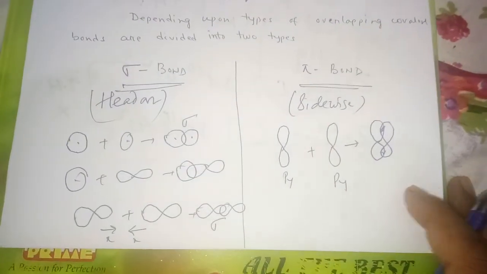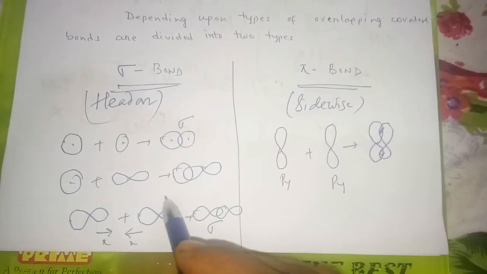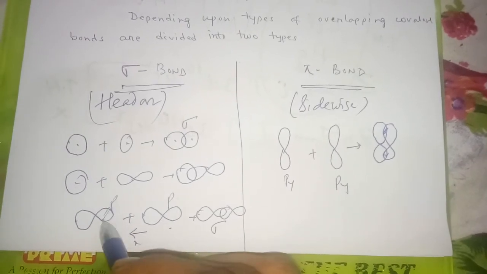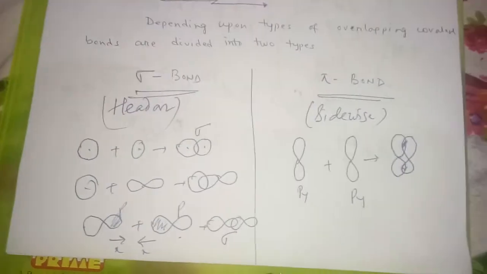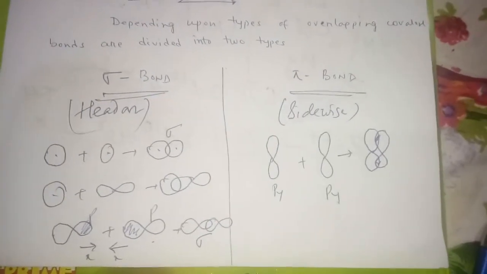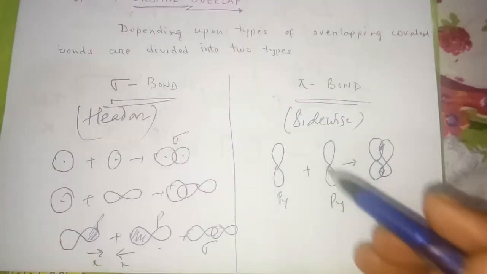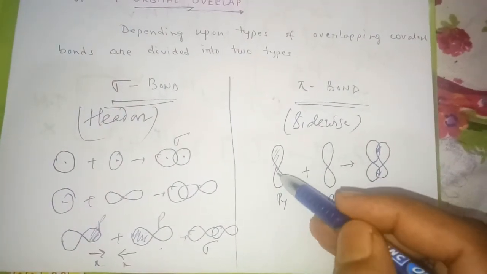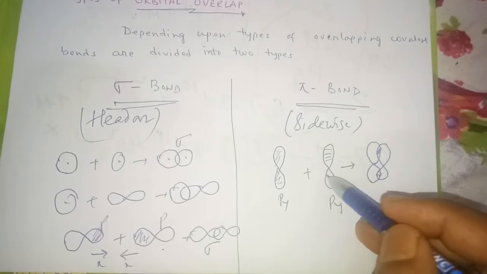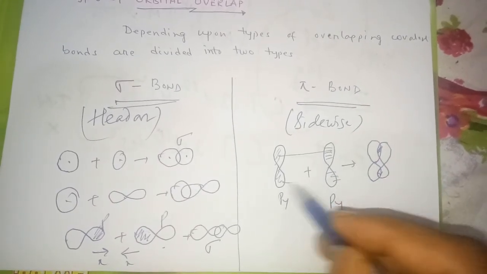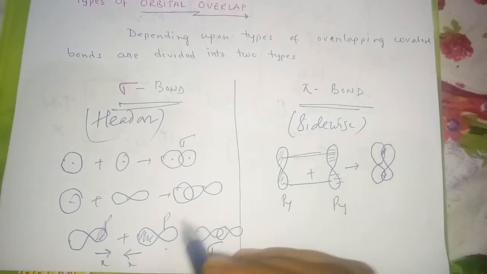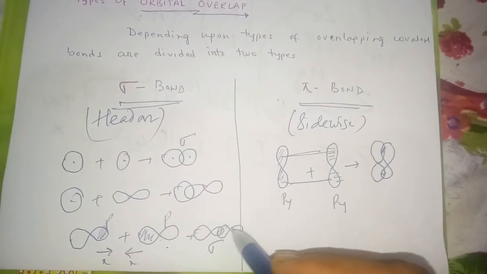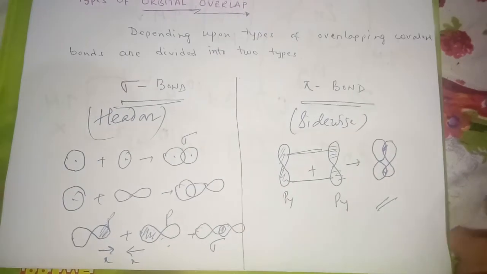So you have to remember, in a sigma bond, for the p orbital, this lobe and this lobe, only one lobe from each p orbital is involved to form a sigma bond. But in case of a pi bond, both the lobes are involved. This lobe attaches there, and this lobe attaches there. So both the lobes are involved in case of a pi bond. In case of a sigma bond, only one lobe is involved. So this is your overlapping between the sigma bonds.